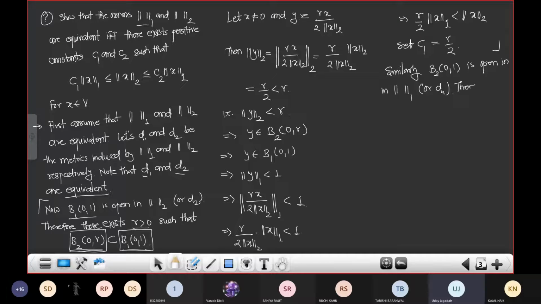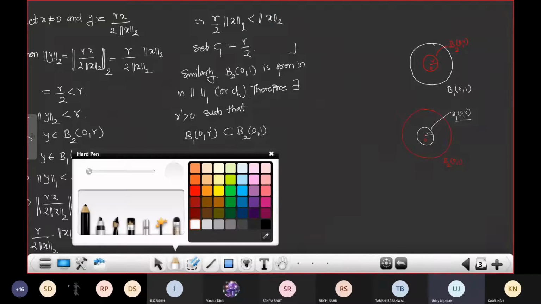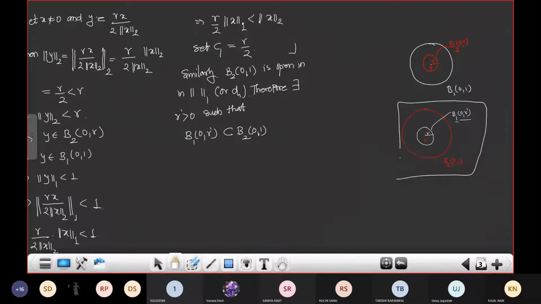Therefore, there exists R dash positive such that this ball B1(0, R dash), of radius R dash, is contained in B2(0,1), right? Same exercise which we did yesterday. Now we are making use of this claim, right? So B2(0,1) is open. Since D1 and D2 are equivalent metrics, we can find such a ball.